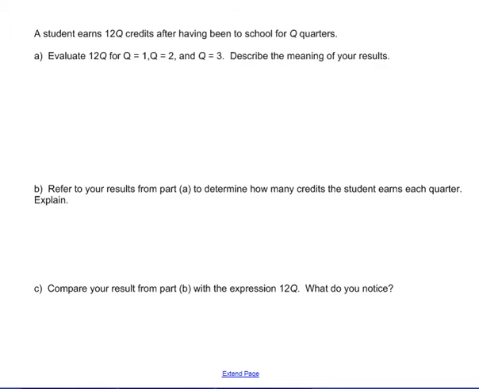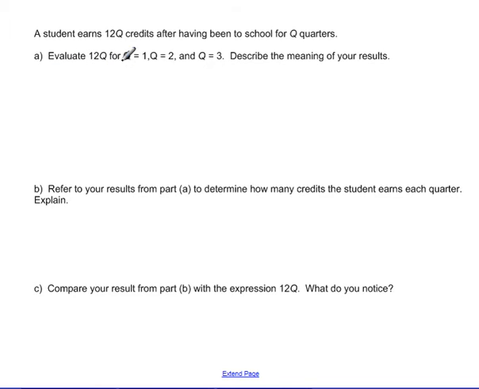A student earns 12Q credits after having been to school for Q quarters. So in Part A, we'll evaluate 12Q for Q equals 1, Q equals 2, and Q equals 3. Describe the meaning of your results. In Part B, we'll refer to those results to determine how many credits the student earns each quarter. And then in Part C, we're going to compare our results from Part B with the expression 12Q and see what we notice. So in Part A, we're going to start off by doing some evaluating.